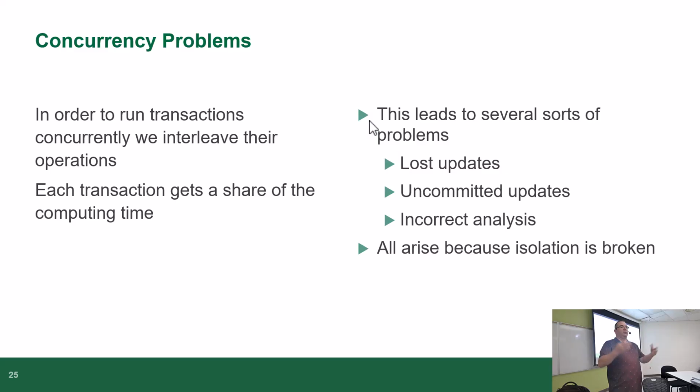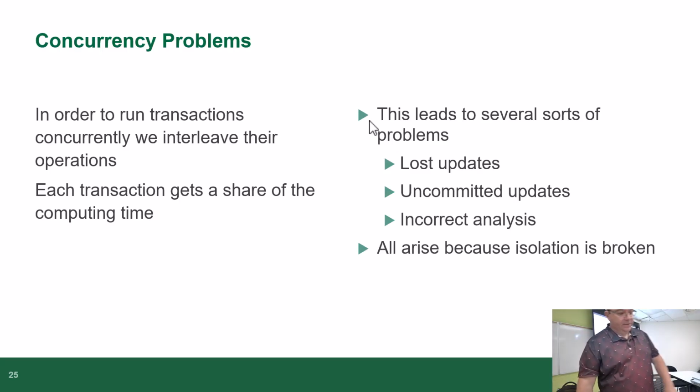Uncommitted updates. It could be that, again, he started his, you started yours, his got committed, yours didn't. Incorrect analysis. So inside the server itself, most servers run analytics on themselves to say what's behaving well, what's not, and then it can take some corrective measures on its own. And often this happens when the isolation gets broken. Okay, so that's the theory.